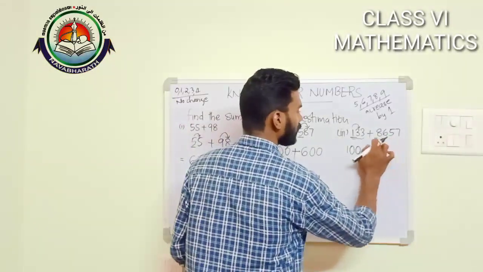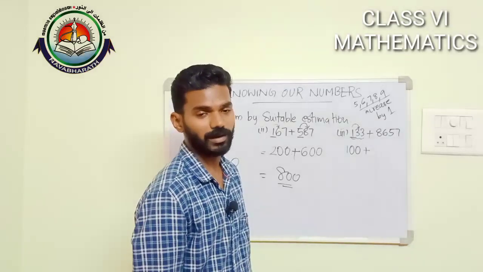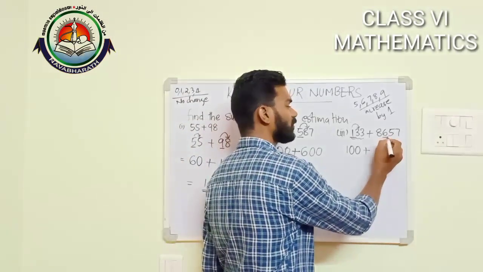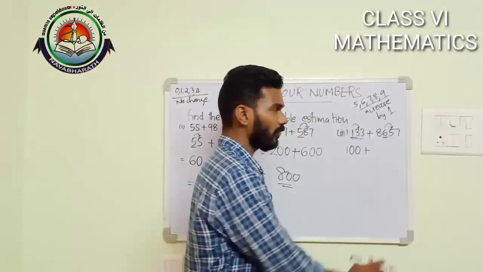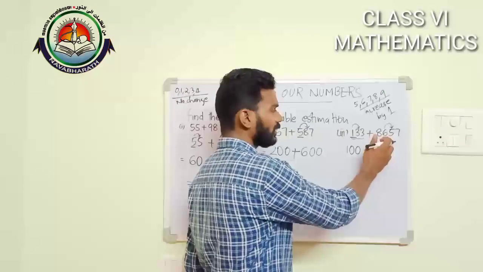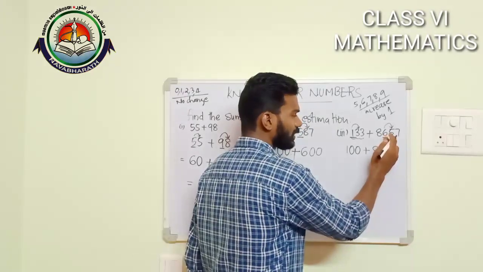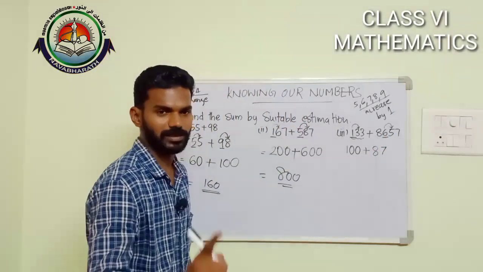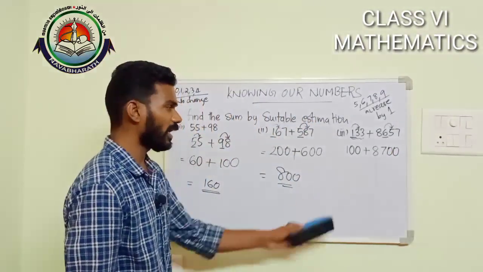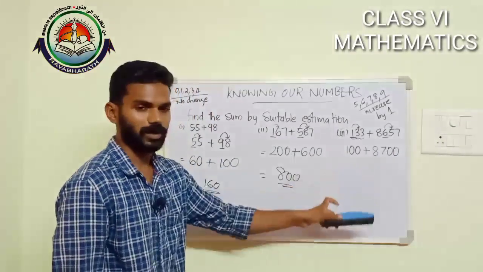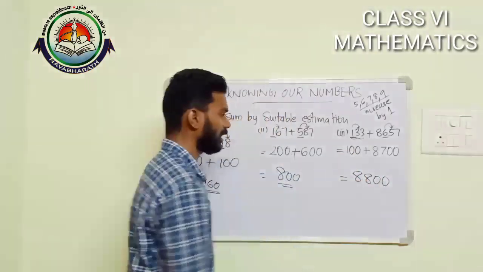Now consider this number. This is also rounded off to the nearest 100. Consider the digit at the hundreds place, which is 6. Which is the next digit? 5. 5 belongs to this category. So this 6 has to be increased by 1. So that this 8 would be the same. 6 we write 7. We are increasing 1. Now zeros on the remaining. So 8,700 plus 100, which would be 8,800. This would be the answer.